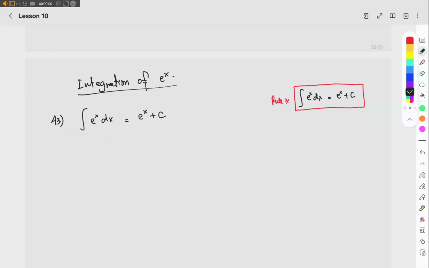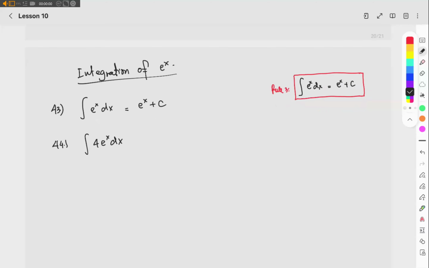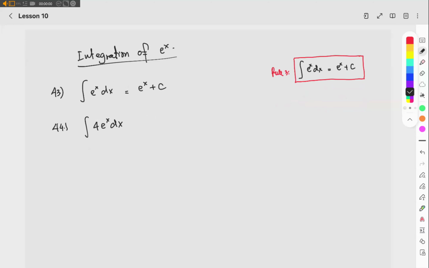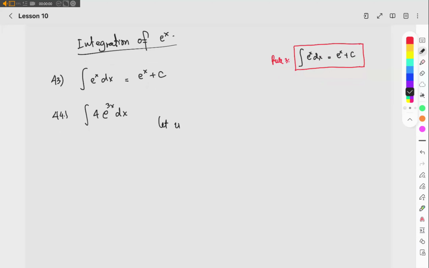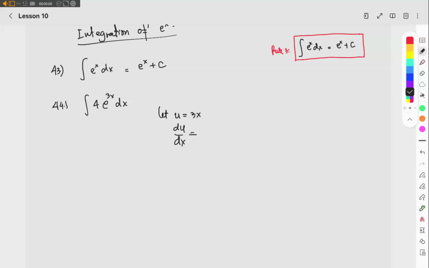Okay, so what happens if you have this kind of form, integral of 4 e to the x dx? Let's get e to 3x dx. Let's make it a bit complicated. So we need to let u be equal to 3x. Your du over dx is equal to 3, therefore your dx is equal to du over 3.